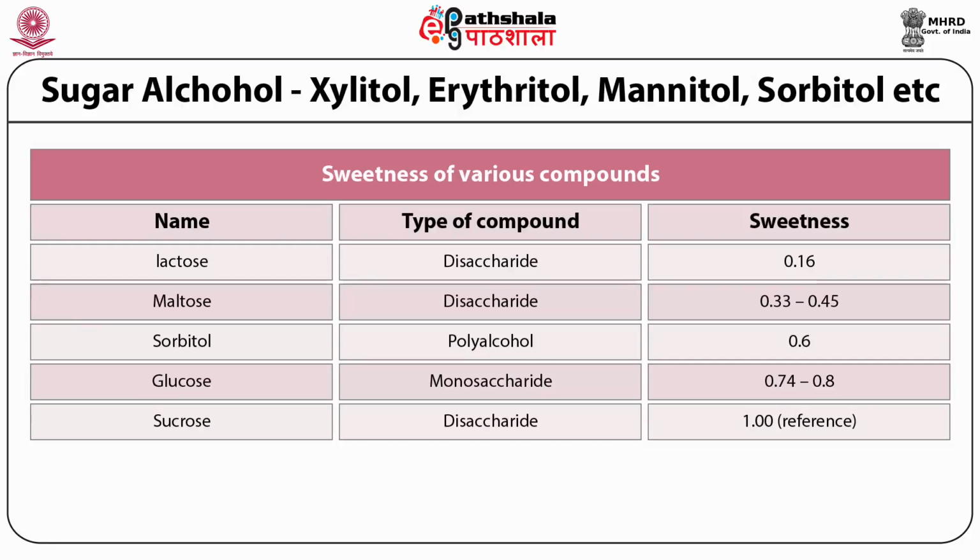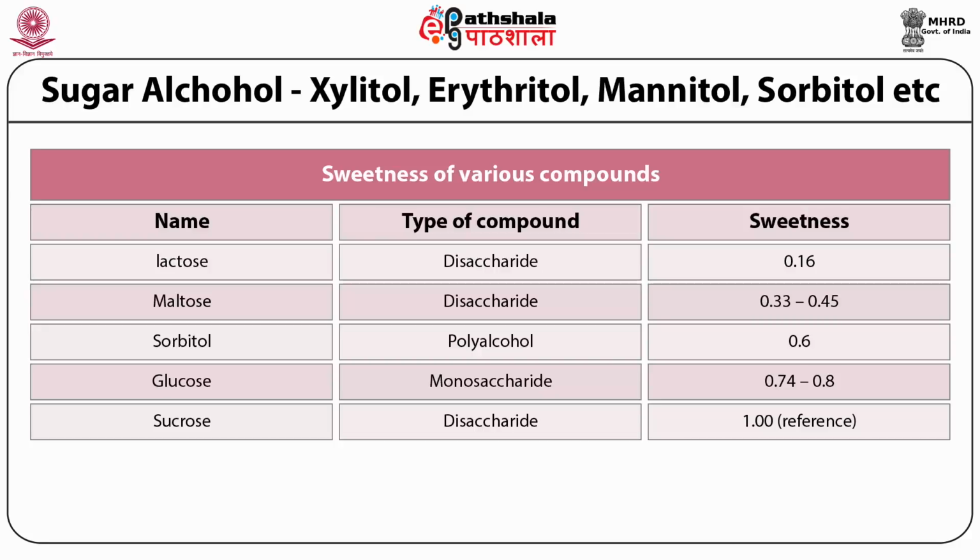Dear students, now also have a look at the comparative sweetness of different types of sugar which we have discussed earlier. Lactose, which is a milk sugar and a disaccharide, has the least sweetness, that is 0.16. Maltose is higher than that. Sorbitol only 0.6. Glucose 0.74 to 0.8. Sucrose 1. It is also considered the reference sugar.